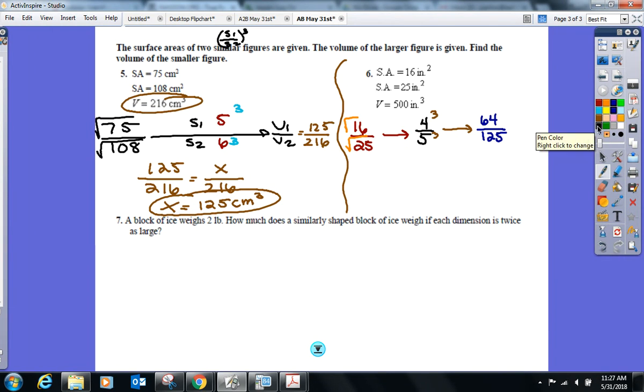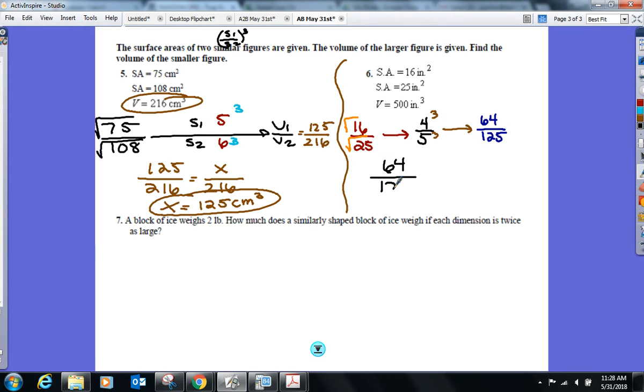Well, you're done. Thanks. Easy. Trying to show off. So there's the ratio of the volume. Now I can set up my proportion with it.